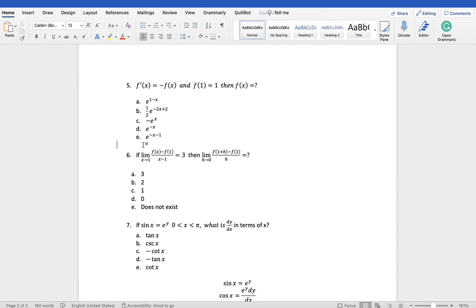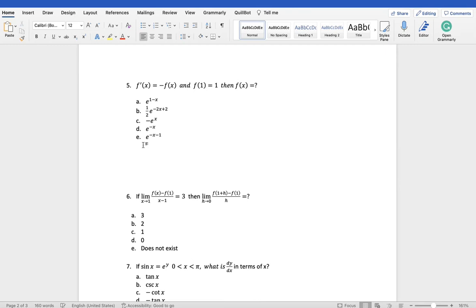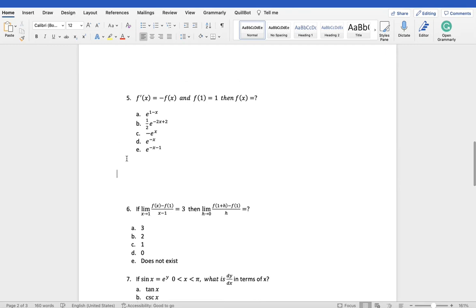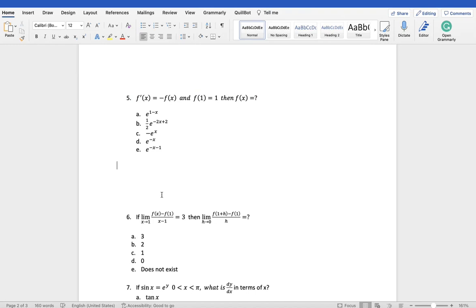So for question 5 here, which is also interesting, you are given the fact that f prime of x, which is the first derivative of f of x, is equal to minus f of x. And you're also given the fact that f of 1 is equal to 1. And then they're asking you to find what is the function f of x. So now here, you can move by elimination, okay? Since you are working fast, you can move by elimination.